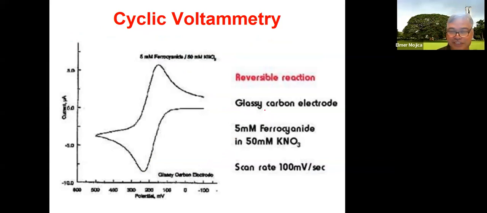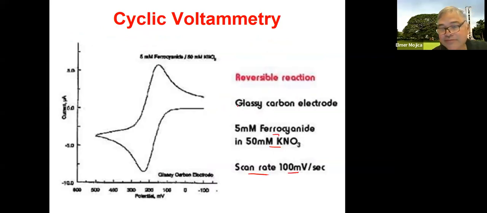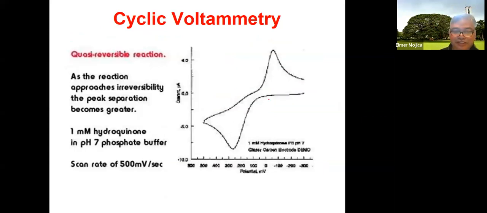So if you have a reversible reaction, this is how it looks like. So this is a 5 millimolar ferrocyanide in 50 millimolar KNO3, scan rate of 100 millivolts per second. Now, if it's quasi-reversible, as you could see here, you have both the cathodic and anodic peak, but they are not proportional as the one that you have here. Okay, so as the reaction approaches irreversibility, the peak separation becomes greater. So this is a hydroquinone in pH 7 phosphate buffer at a scan rate of 500 millivolts per second.